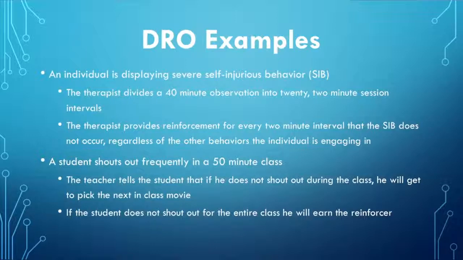An example of DRO for a less severe behavior would be a student who refuses to stop shouting out in class. The teacher implements a DRO procedure that reinforces the student as long as they do not shout out for the entire class period. While DRO can be used for this second example, it is not the best differential reinforcement procedure to use because the behavior is not a danger to self, others, or property. Even if the student runs out of the room, they would still be reinforced. This next procedure would be better to use for this second example.